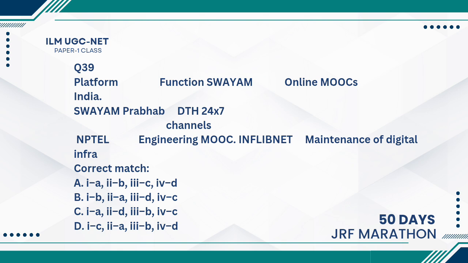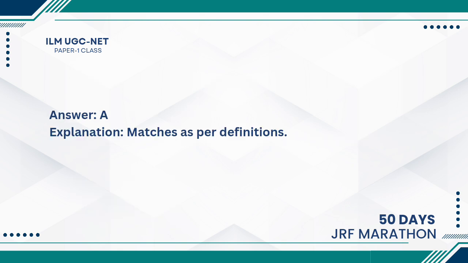Now, question number 39 is a match the following type of question. Column A includes Swayam, Swayam Prabha, NPTEL, and InflipNet. And column B includes online MOOC in India, DTH 24/7 channel, engineering MOOC, maintenance of digital infra. So, Swayam is an online MOOC in India. So, that's a correct match.